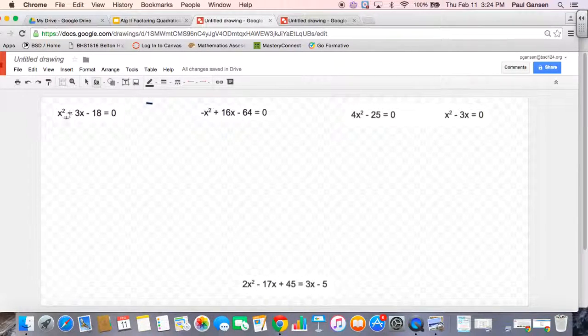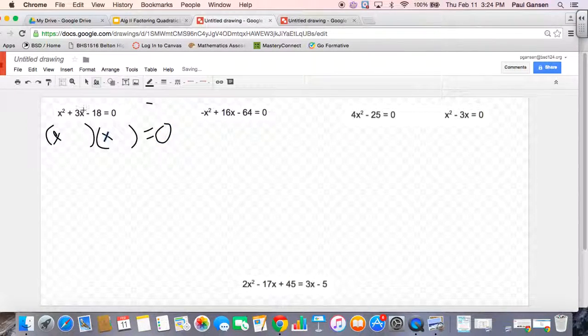So with this, I have x squared plus 3x minus 18 equals 0. I'm going to factor this part, and it's being set equal to 0. So I'm going to set up a couple of sets of parentheses here, equals 0. All right, so how do we get x squared? Well, that has to be x times x.